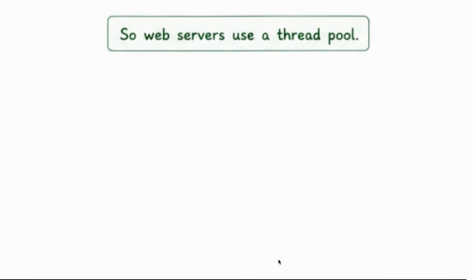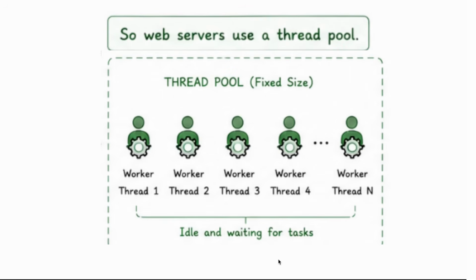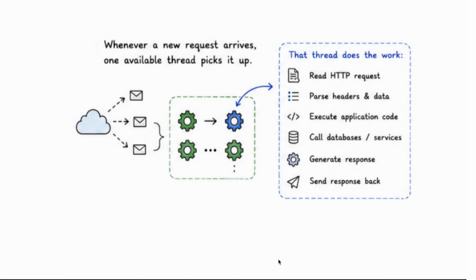Instead of continuously creating new threads again and again, the server creates a fixed set of reusable worker threads. You can think of them like workers sitting idle and waiting for tasks. And whenever a new request arrives, one available thread picks up that request, and that thread then becomes responsible for reading the HTTP request, parsing headers and data, executing your backend application code, calling databases or services, generating the response, and sending the response back to the client.